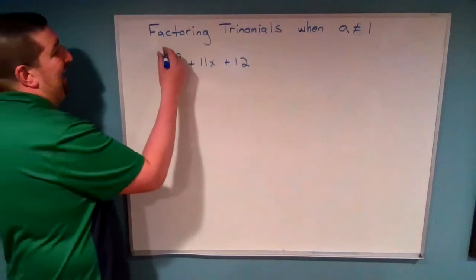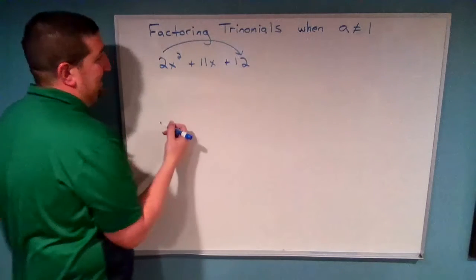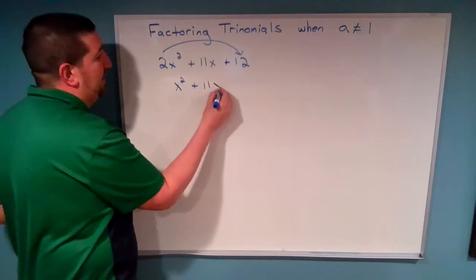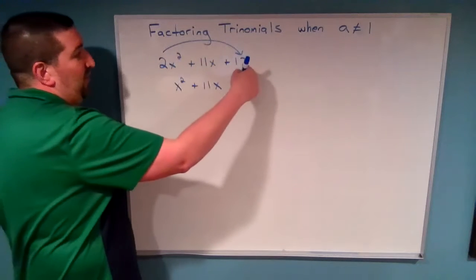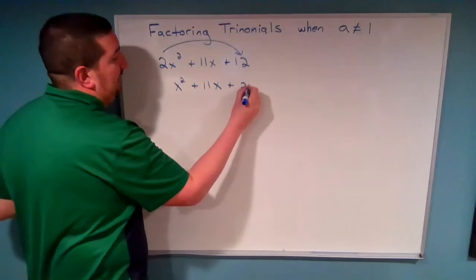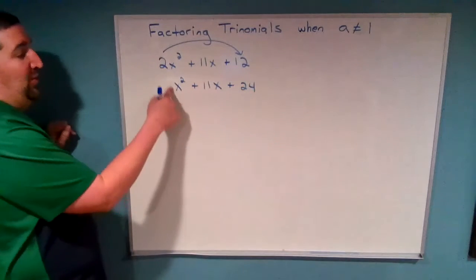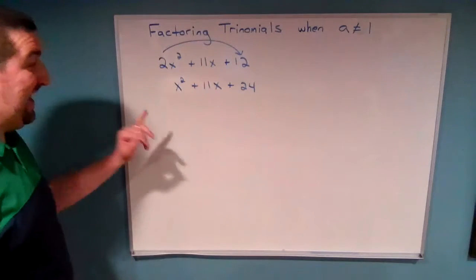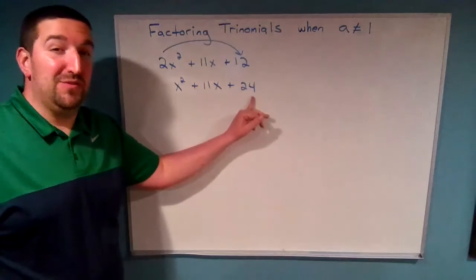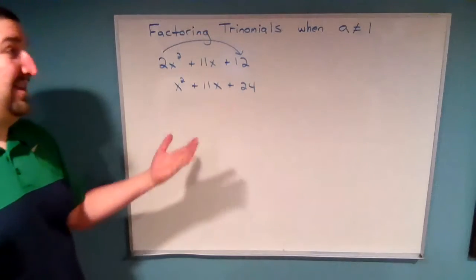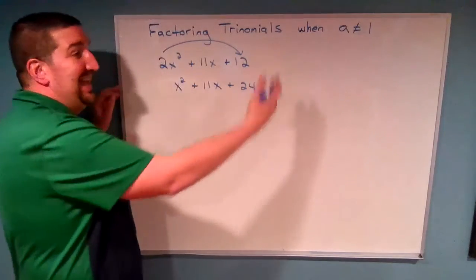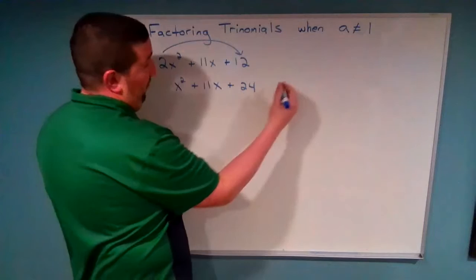I multiply A times C, and I get myself a completely new trinomial. So I move that 2 over with the 12, the A times the C, and I write a new trinomial with an a term of 1. Then I factor this by looking for two numbers that multiply to 24 and add to 11. Right? If that's an issue for you, I suggest writing down the factor pairs of 24.